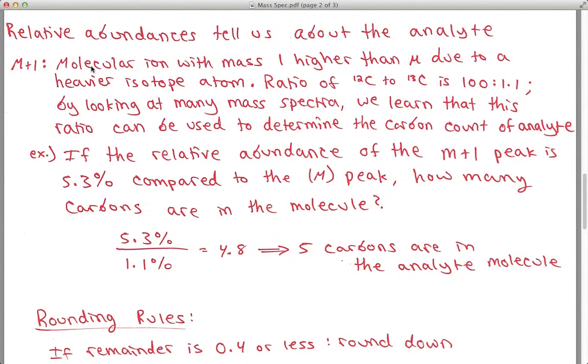So M plus 1 is a molecular ion with mass 1 higher than M due to a heavier isotope atom. This would be like the difference between butane with a carbon-12 and butane with a carbon-13.